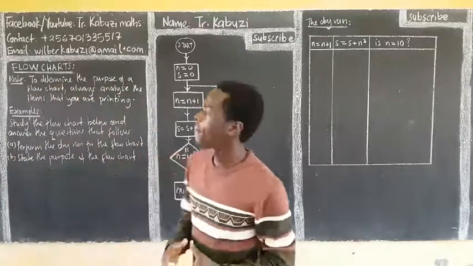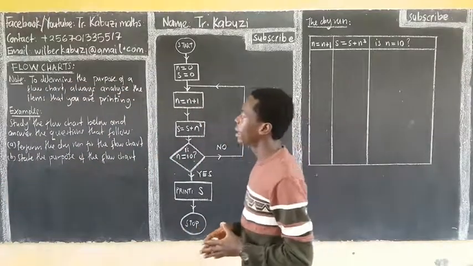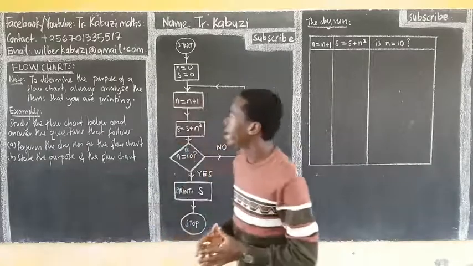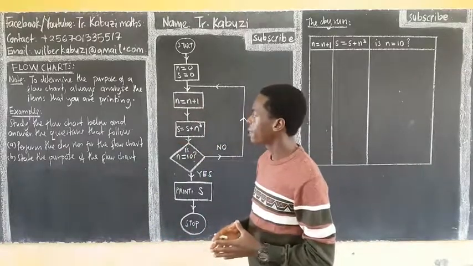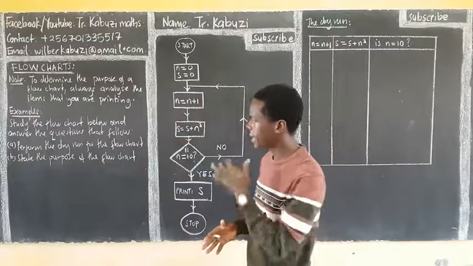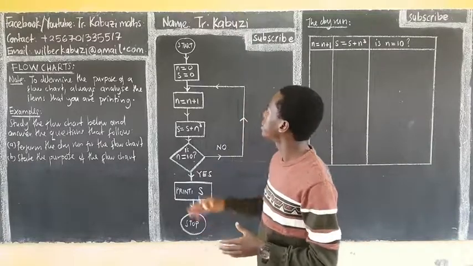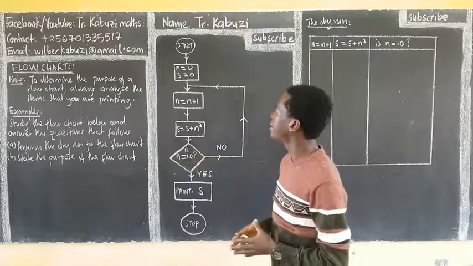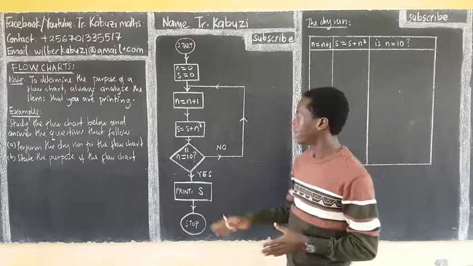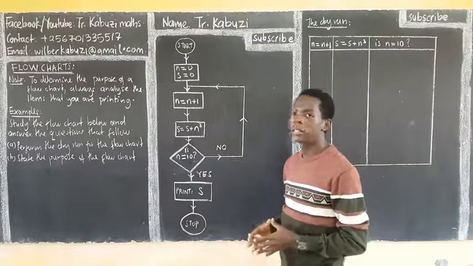Here we have another example. Here it says, extend the flow chart and answer the questions that follow. Perform a dry run on the flow chart. This is the purpose of the flow chart. So these are the items that we have. This is addition. Addition is so important.